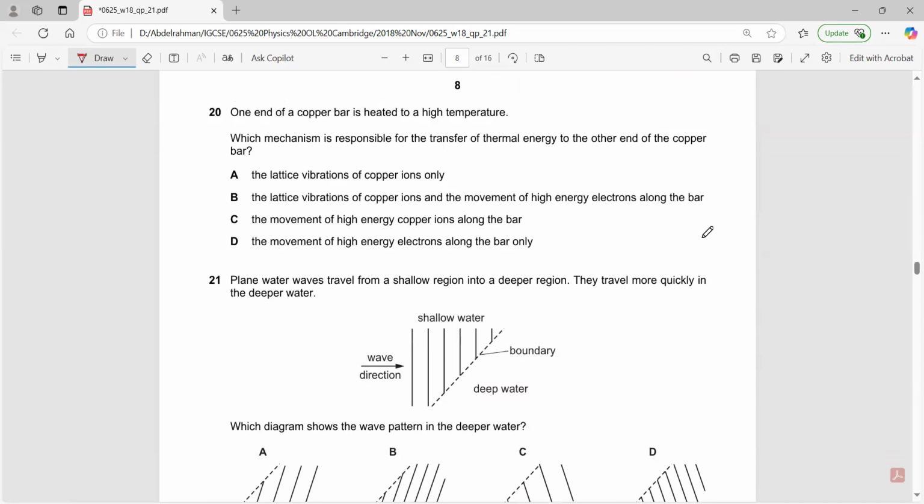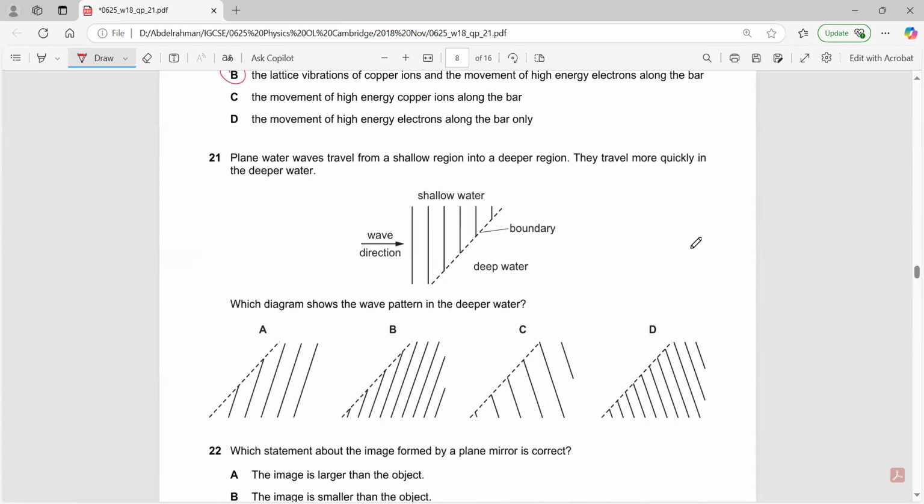One end of the copper bar is heated to a high temperature. Which mechanism is responsible for the transfer of thermal energy to the other end of the copper bar? It has to do with the lattice vibrations and the free moving electrons, both of them. Why? Because this is copper, which is a good conductor of electricity. It has lattice vibration, and definitely the free moving electrons help with the transfer of the energy.